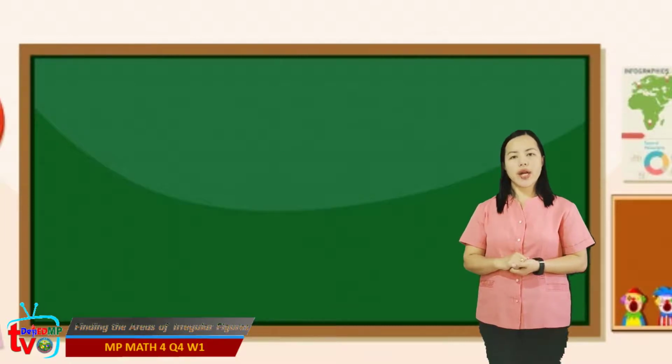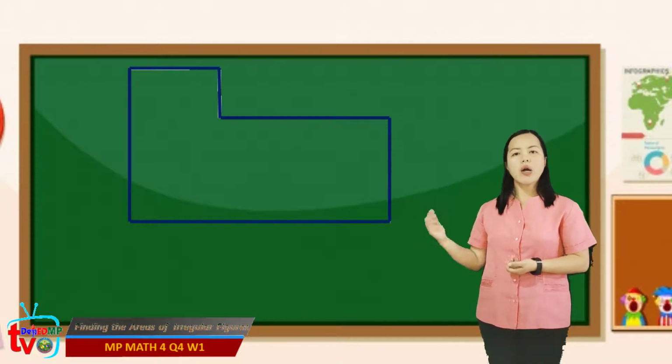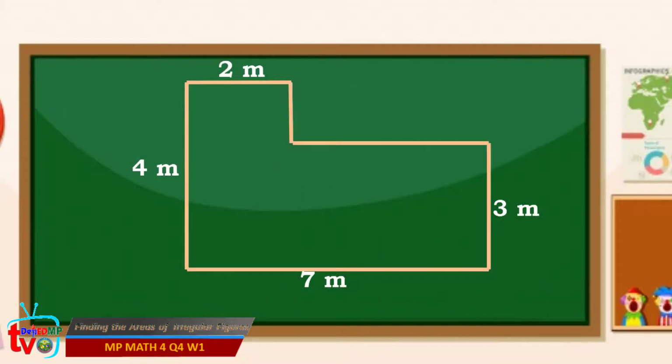Let's have another example. For this irregular figure shown, how do you cut up the figure into rectangles and or squares? Consider this. Let us cut this figure using vertical cuts. We have now 2 rectangles. Let us label them as rectangle X and rectangle Y.